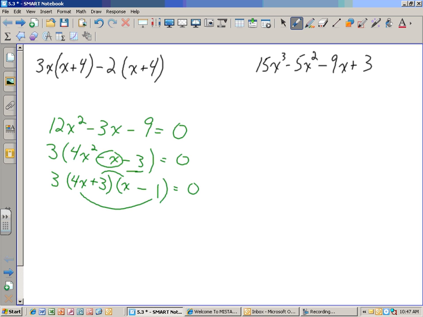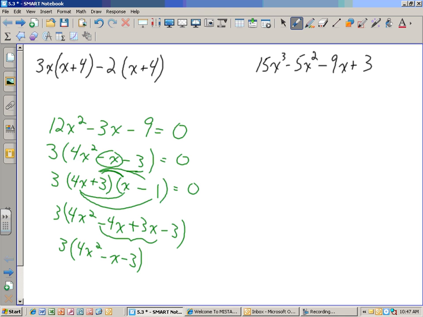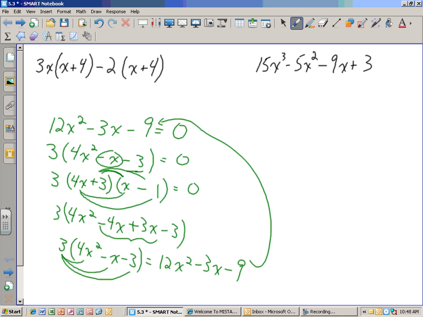No, I'm not going to give the answers, because you can check them so easily, you know if you're right or wrong. Because if you use FOIL, 4x times x is 4x squared. You've got the 3 still outside here. And then 4x times negative 1 is negative 4x. 3 times x is a positive 3x. And 3 times negative 1 is negative 3. If I combine these two middle terms, I have 4x squared minus x minus 3. And then when I distribute the 3, I will get 12x squared minus 3x minus 9. And that's what we started with. So if you do that to every problem, you're going to know if you're right or wrong. So there's no sense in me reading the answers. All right? You okay with everything so far?